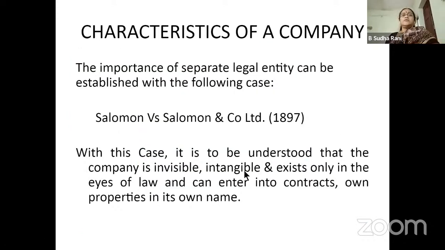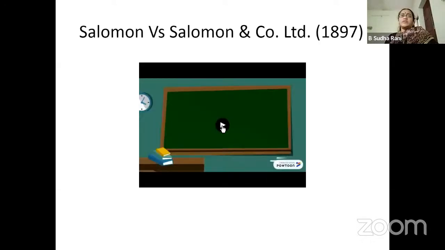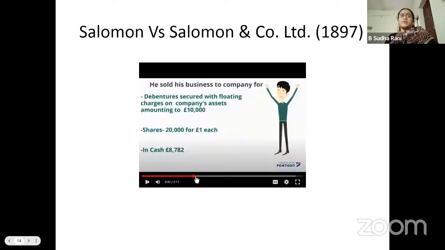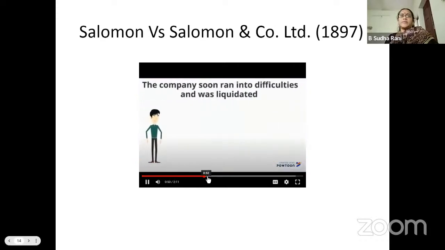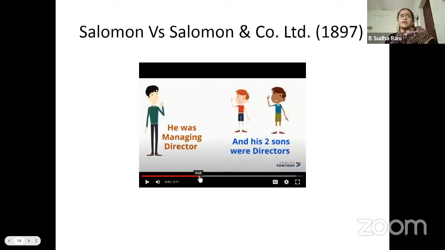It is to be understood that the company is invisible, intangible, and exists only in the eyes of law, and can enter into contracts and own properties in its own name. So what happened in this Solomon case? Along with Solomon, his other family members also joined the company. So these other members also joined the company.